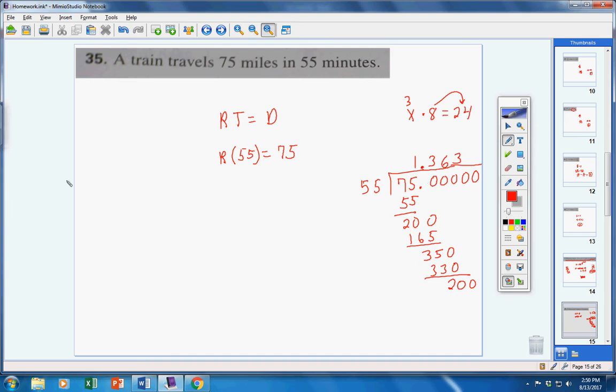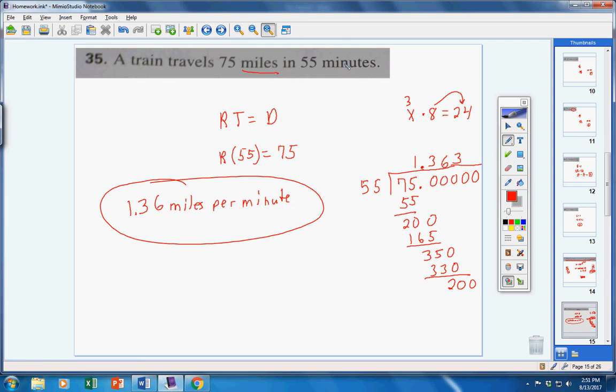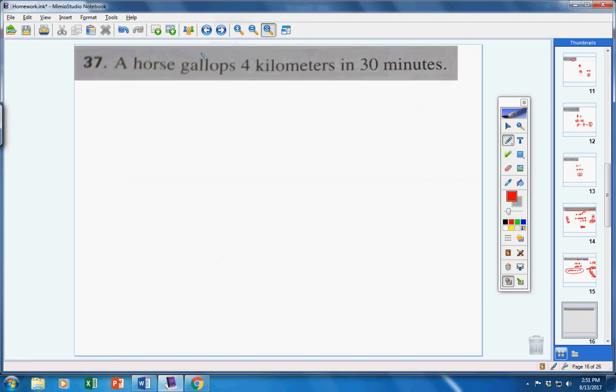So you can round wherever you want to. I'm going to put 1.36. Now listen, it's speed. How fast was the train traveling, okay? It's miles per, and you're used to putting miles per hour, but it's not hours. It's miles per minute, because you were dealing with miles and you were dealing with minutes, okay? Miles per minute.